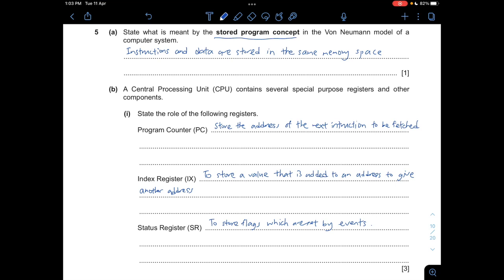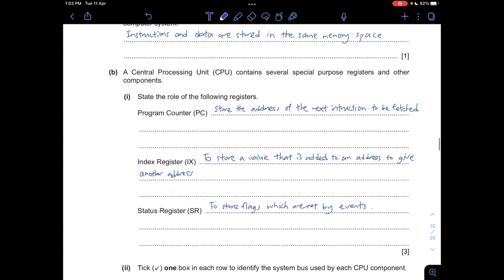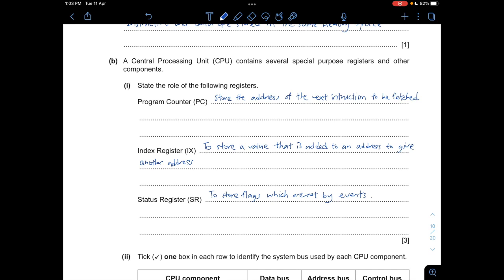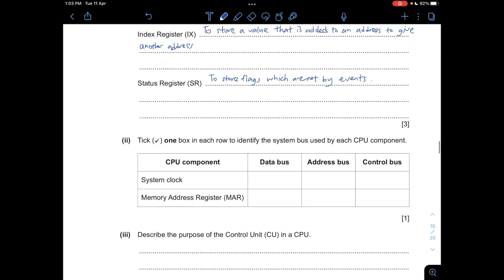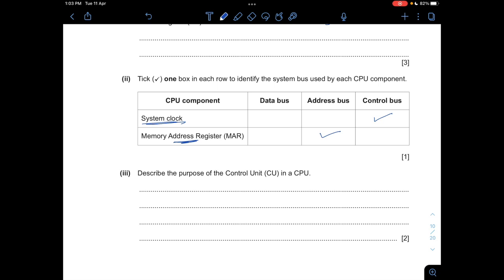So PC will be to store the address of the next instruction to be fetched, and then IX will be to store a value that's added to an address to give another address. The status register is to store flags which are set by events. Tick one box in each row to identify the system bus used by each CPU component. So system clock is definitely under control bus because that's how you control the entire CPU. And then your memory address register. So when you see address, immediately think of the address bus. Describe the purpose of the control unit in a CPU. So control unit is used to synchronize actions of other components.